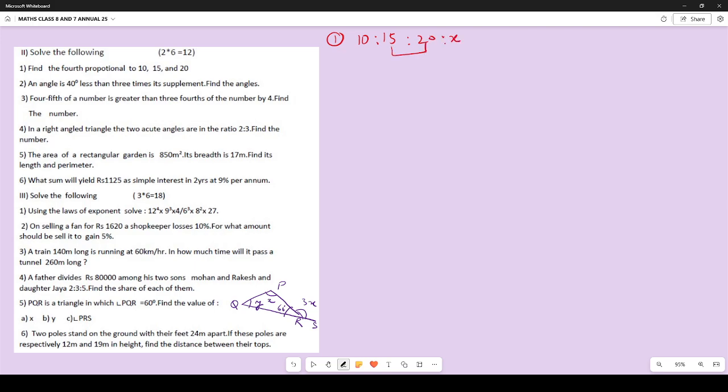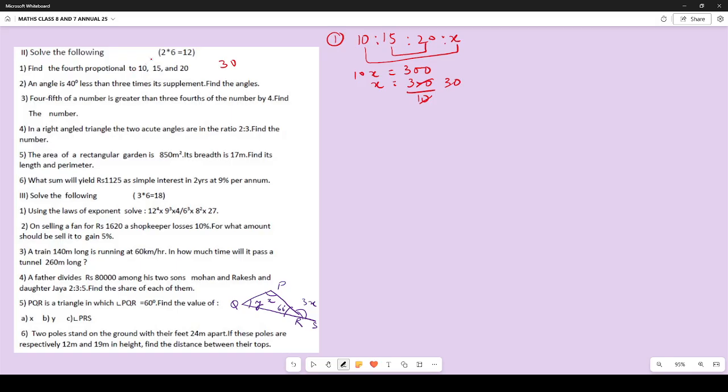You know, product of means is equal to product of extremes. So 15 into 20 is 300. 10 into x will also be equal, 10x is equal to 300. x is equal to 300 by 10. That makes it 30. So the correct answer will be 30. An angle is 40 degrees less than its complement.